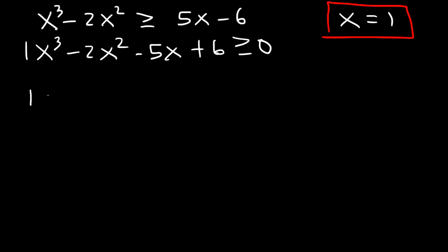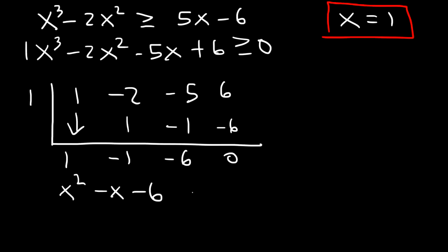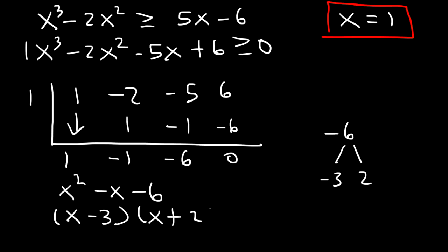Now let's use synthetic division. So it's going to be 1, negative 2, negative 5, and 6. So if we bring down the 1, 1 times 1 is 1. Negative 2 plus 1 is negative 1. Negative 5 plus negative 1 is negative 6. And so it's going to be 1 degree less than that. So it's 1x squared minus x minus 6. And now, let's factor this expression. Two numbers that multiply to negative 6 but add to negative 1 are negative 3 and 2. So we can factor this as x minus 3 times x plus 2.